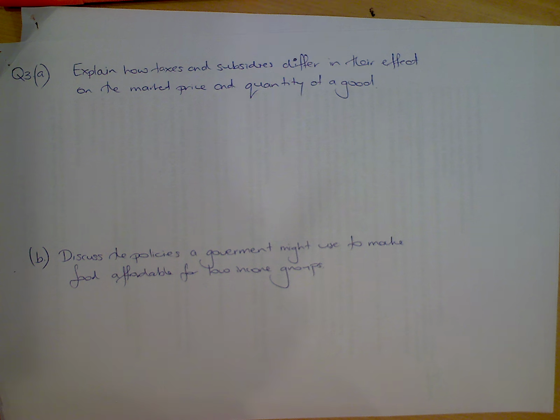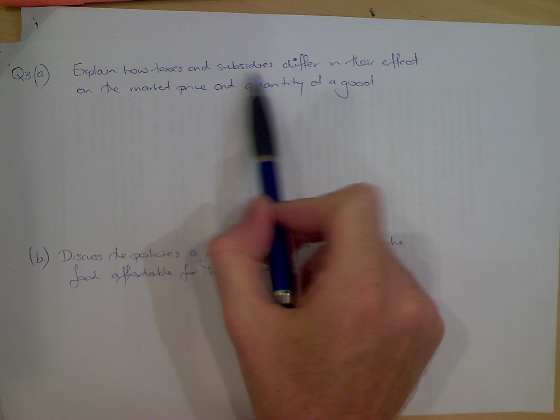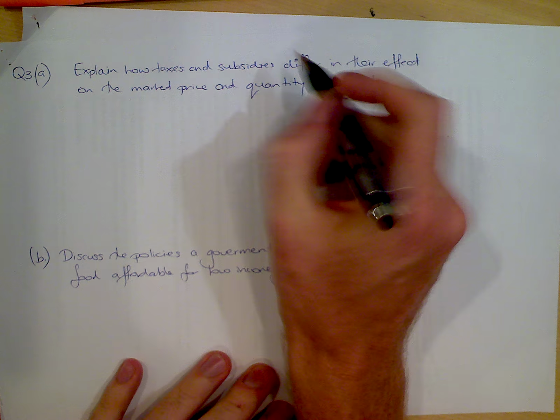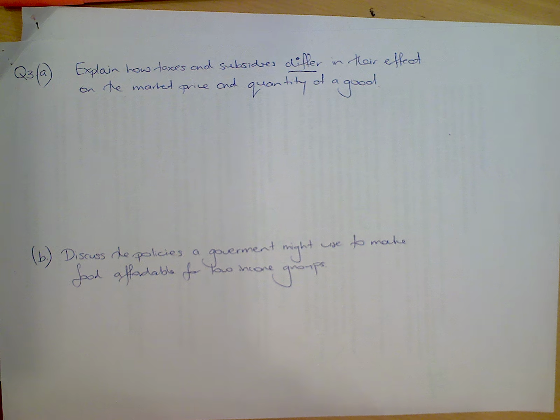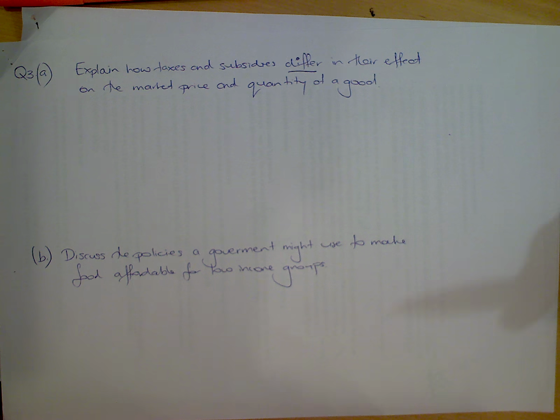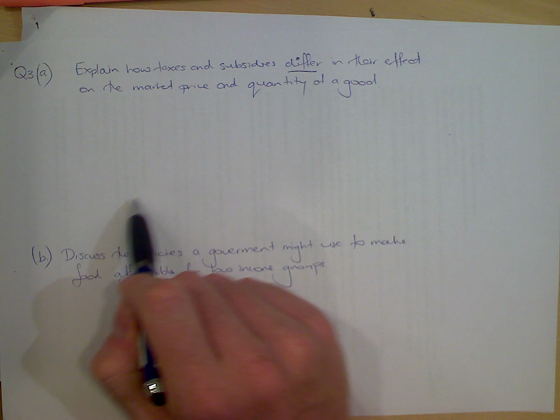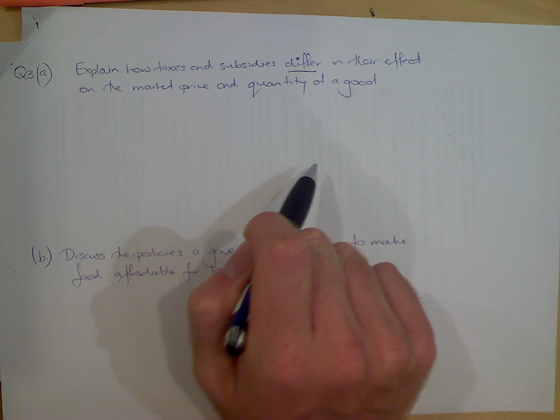So this is one of probably the more popular questions that most people did, the two-part question. So firstly, explaining how taxes and subsidies differ in their effect on the market price and quantity of a good. Obviously, for this kind of question, it's drawing the graph, and most people did a graph for both taxes and a graph that showed subsidies.